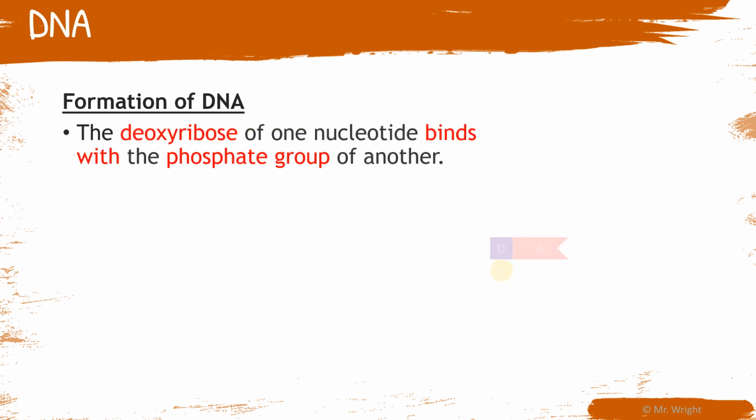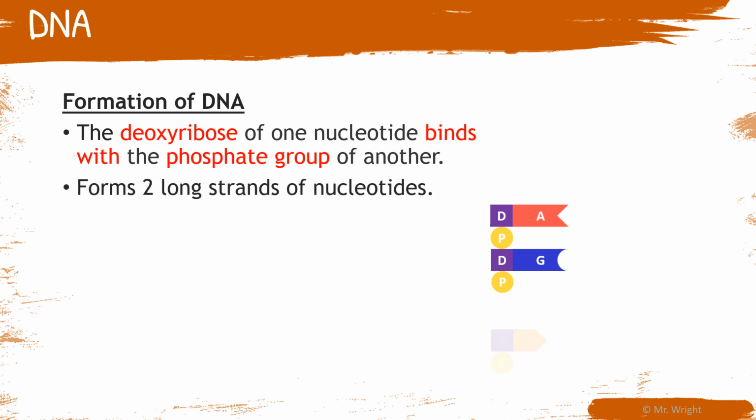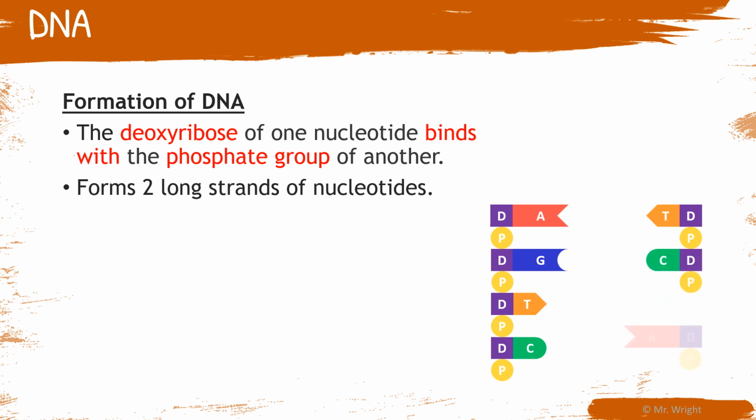Using the 4 different nucleotides, DNA can form molecules which are endlessly varied and makes all of the complexities of life and differences in living organisms possible. The deoxyribose of one nucleotide binds with the phosphate group of another. This then forms 2 long strands of nucleotides.